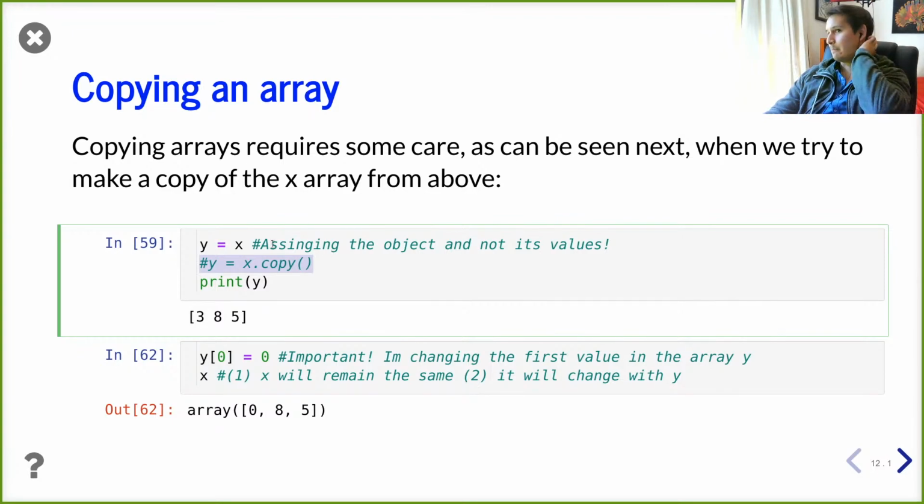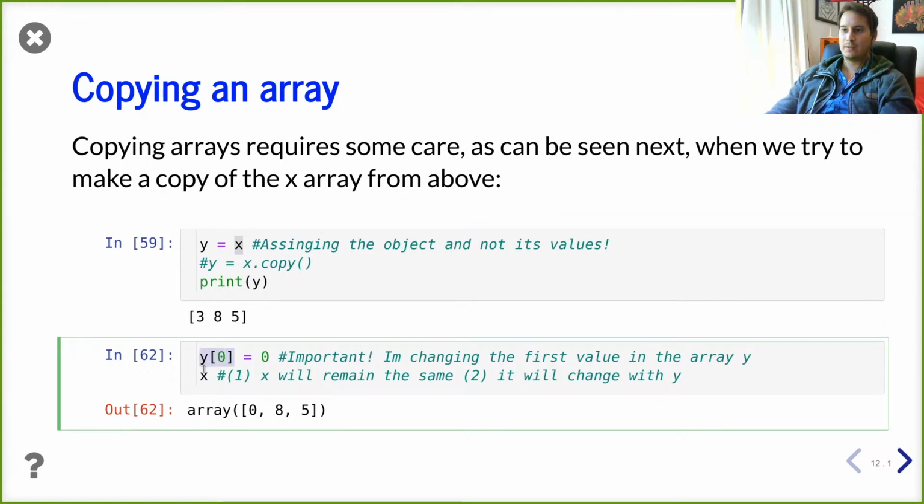That's exactly why. X is an object. When I'm doing y equals x, I am not copying the values of x. I'm assigning y as the same object as x. Right? I'm referencing the address in memory. So if I change y, I'm also changing x, because they are the same object.